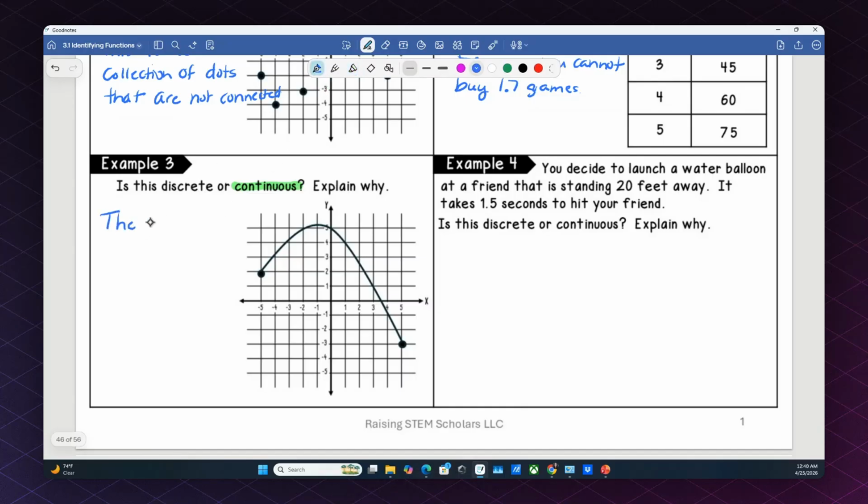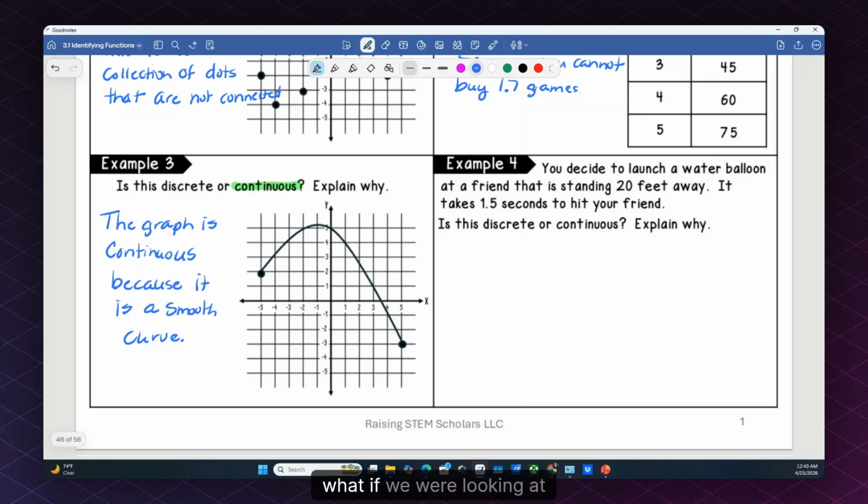The graph is continuous because it is a smooth curve. Okay.